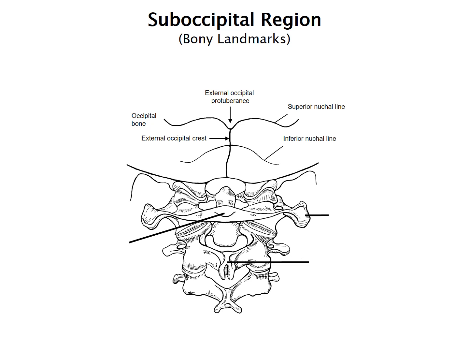The suboccipital region is the area on the posterior neck just inferior to the occipital bone. The occipital bone is shown here.